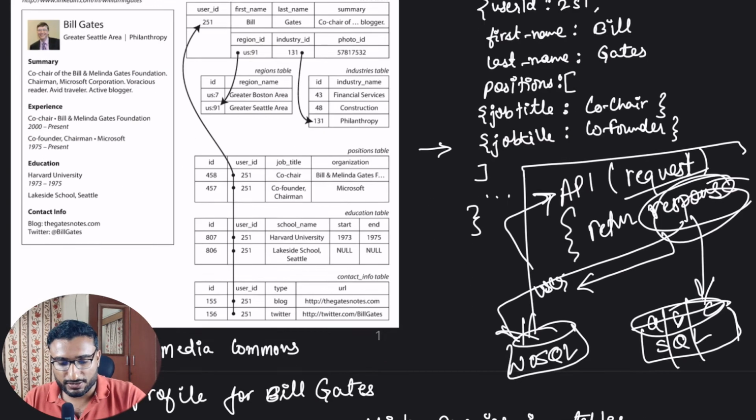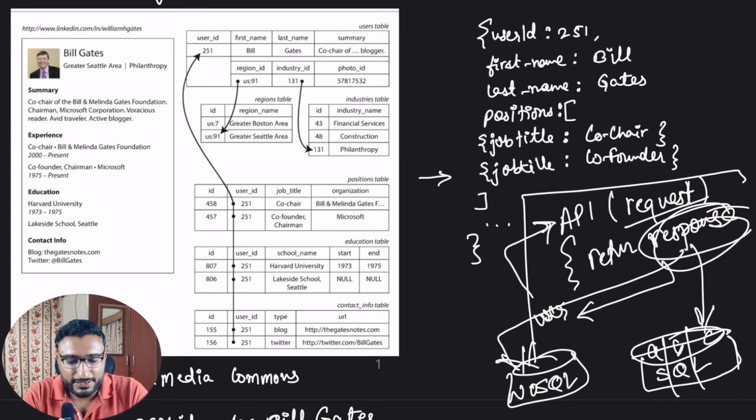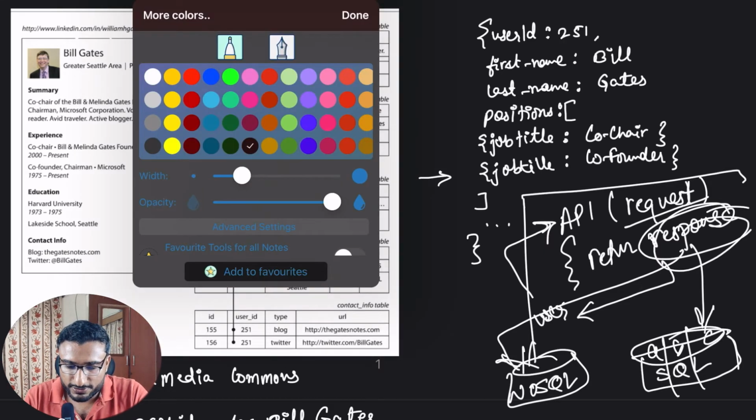Now talking about this, let's compare around the querying capability we discussed. In querying capability, what we discussed is, let's say this is the profile of Bill Gates. I need to change the pen, wait a minute. Okay, so this is our pen.